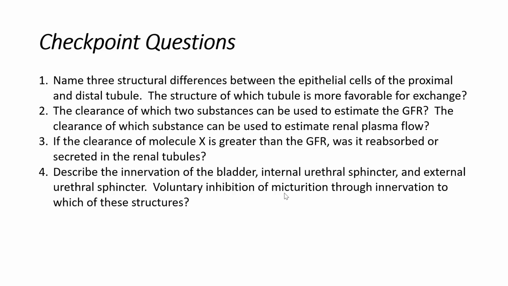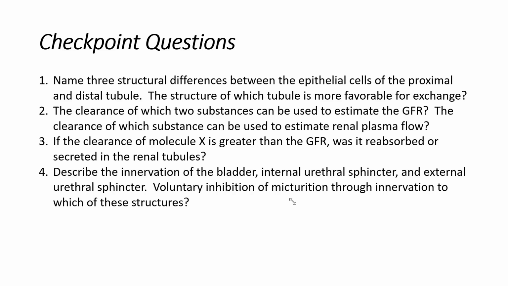And then the last question here having to do with micturition. So describe the innervation of the bladder, internal urethral sphincter, and external urethral sphincter. And so was the innervation of the bladder. So just to go over this in the interest of time. So the innervation to the bladder is the parasympathetic division of the autonomic nervous system. Innervation to the internal urethral sphincter was the sympathetic division of the autonomic nervous system. Innervation to the external urethral sphincter was the somatic nervous system, okay?